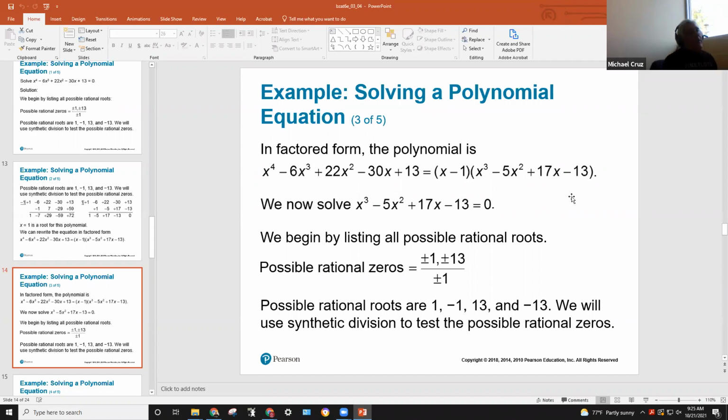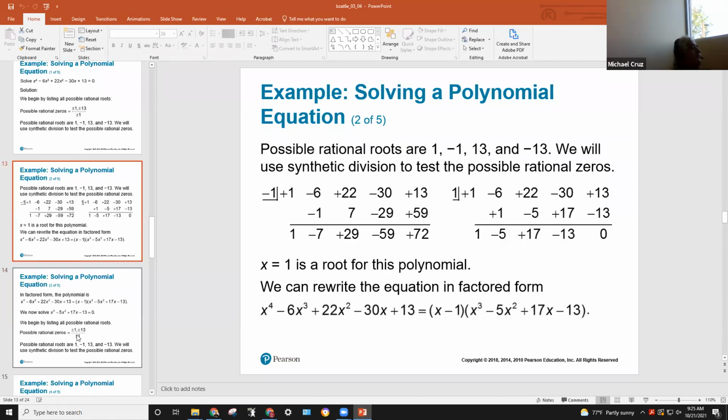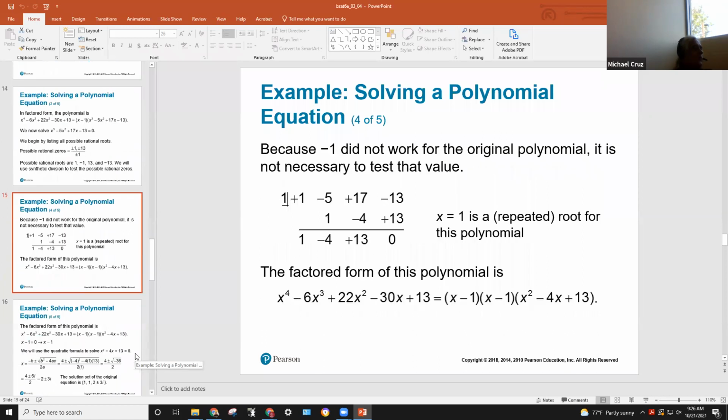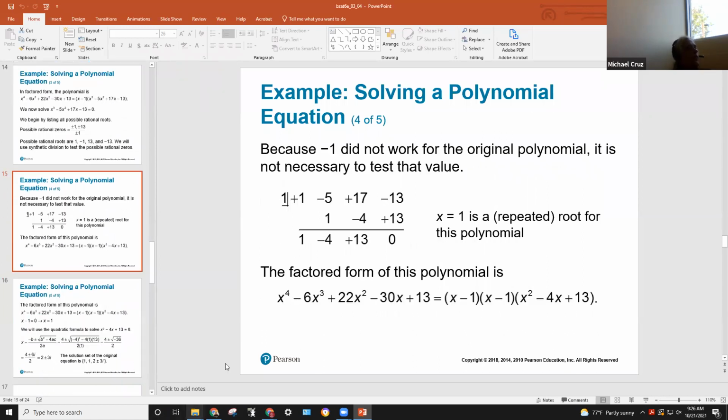Anyway, evidently they gave it to us for that reason, just to make us go through this process. So it's actually still the same possible factors, because we could have one repeat, as I said, but we already know about x is equal to 1. So let's just start doing it again. All right, so they do 1, and what about that? They get a hit right off. So x is equal to 1 is a repeated root. In other words, it's the same as the other one, but it's still going to be in factored form like this.